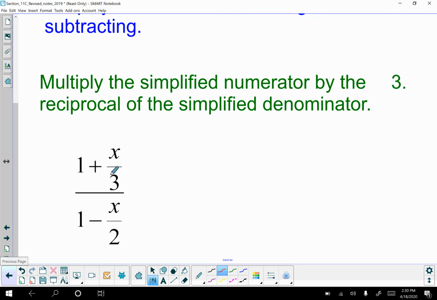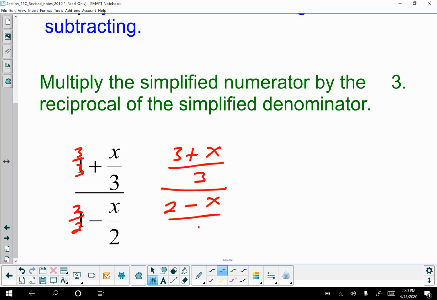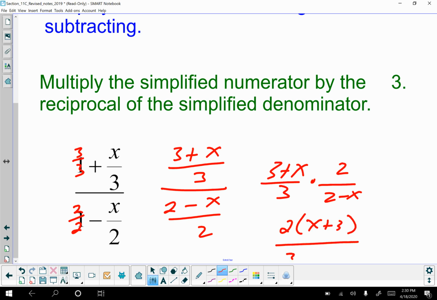All right, so what I'm going to do on this one is I'm going to make that 3 over 3. So I get 3 plus x over 3. Make that 2 over 2, which gives me 2 minus x over 2. And I get 3 plus x over 3 times 2 over 2 minus x. Reduce where you can. Doesn't look like it, so I'm going to get 2 times x plus 3 times 3 times, and I'll make that a negative. I'm going to switch these signs. And there's my answer.